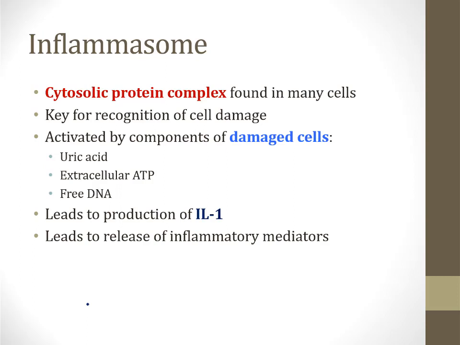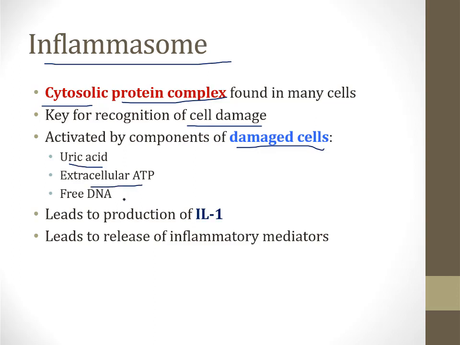A second way that acute inflammation can be triggered is through what's known as the inflammasome. An inflammasome is a protein complex. It's a big clump of proteins found in the cytosol of many cells, and it's very important for recognizing cell damage. Through mechanisms that are incompletely understood, the inflammasome can become activated by certain components of damaged cells. Some of the components that have been best described include uric acid, extracellular ATP, and free DNA. So if these things are floating around in tissue beds when they shouldn't be, the cell will recognize it through the inflammasome, and that will trigger acute inflammation.